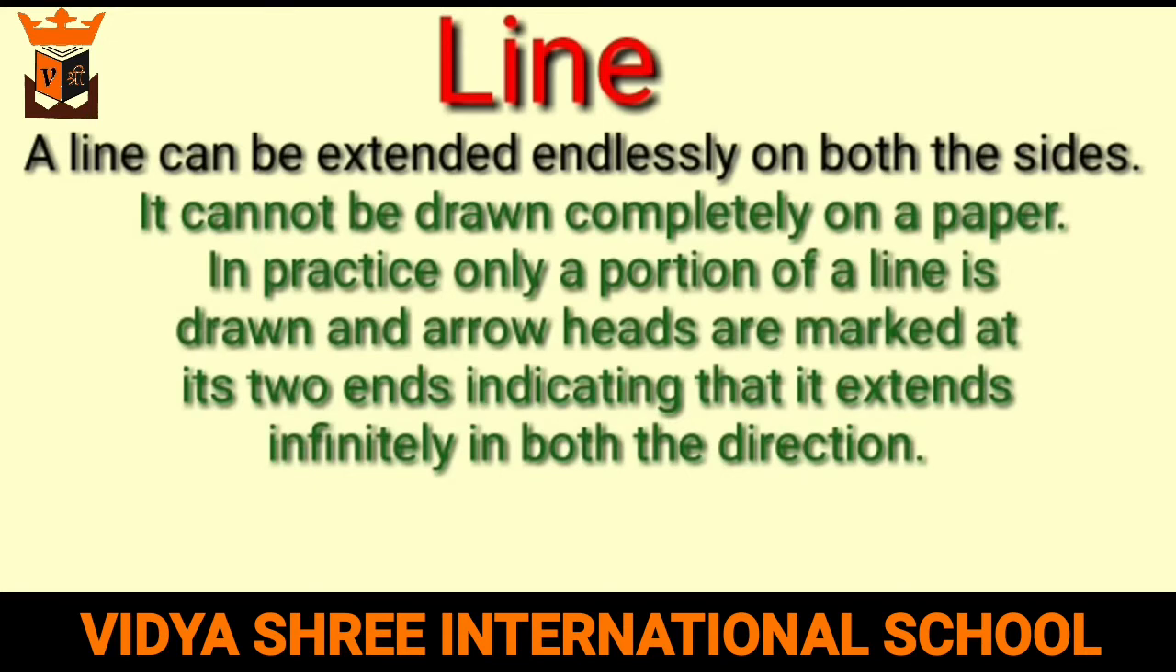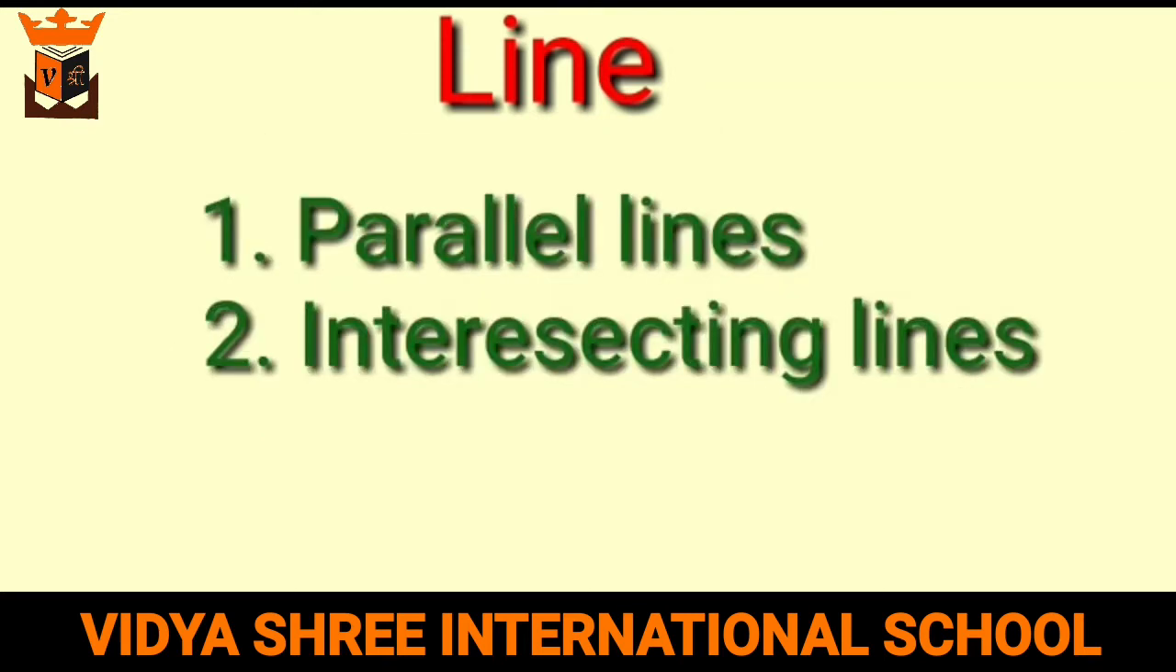Line. A line can be extended endlessly on both sides. It cannot be drawn completely on paper. In practice, only a portion of a line is drawn and arrowheads are marked at its two ends, indicating that it extends infinitely in both directions. There are two types of lines, parallel lines and intersecting lines.